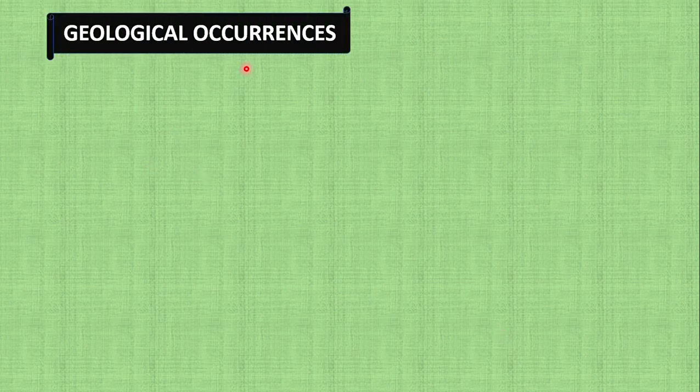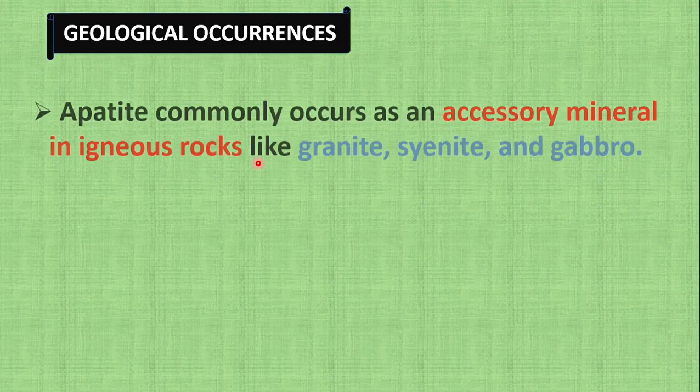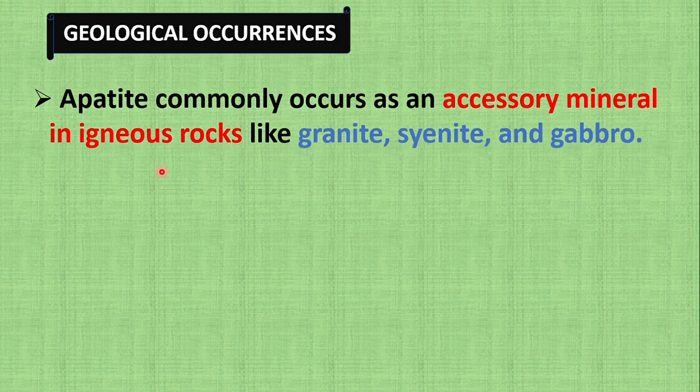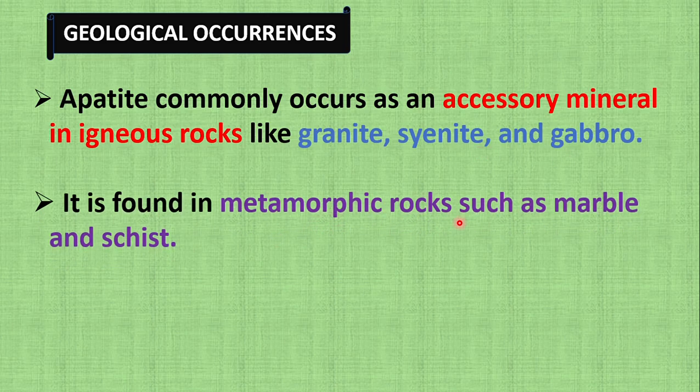Next, geological occurrence, how to form and where to form. So apatite commonly occurs as an accessory mineral in igneous rocks like granite, syenite, and gabbro. Accessory mineral, it means not important for the classification because the concentration of the particular mineral is very low. So this type of mineral is known as accessory mineral. It is also found in metamorphic rocks such as marble and schist.